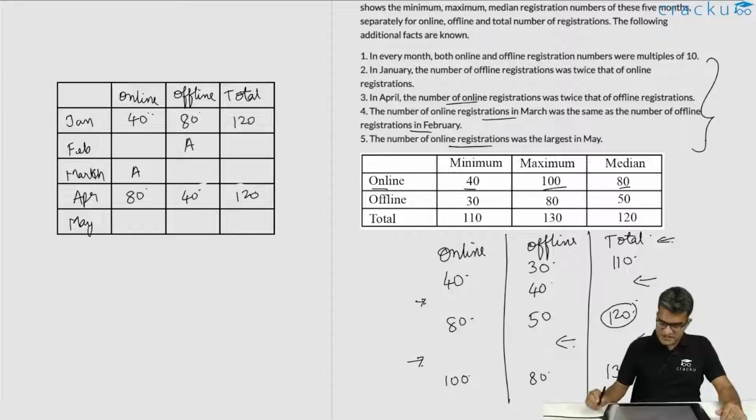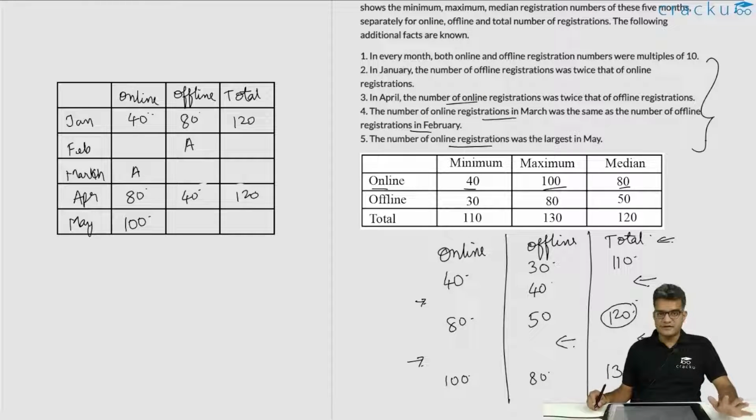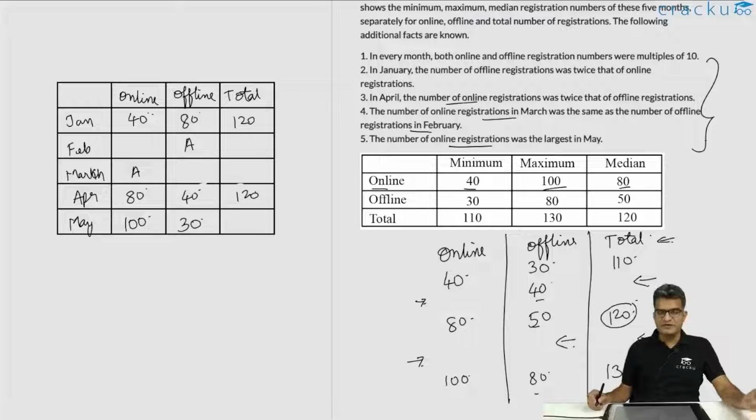The number of online registrations was largest in May. So this would imply that this has to be 100 over here. And because we want the total to be less than or equal to 130, the number of offline has to be 30 over here. Because if it is 40 or 50 or 80, the total will be 100 plus that, which is greater than 130. And this will be 130.